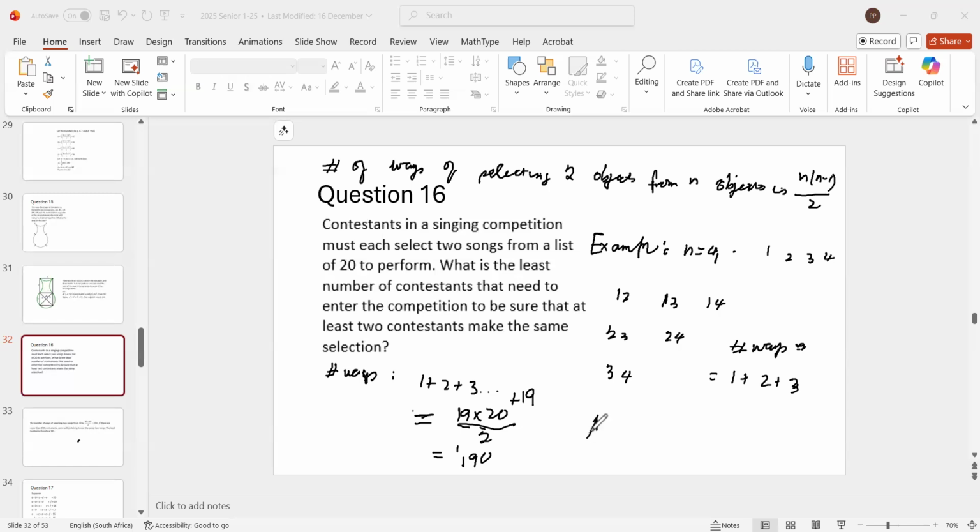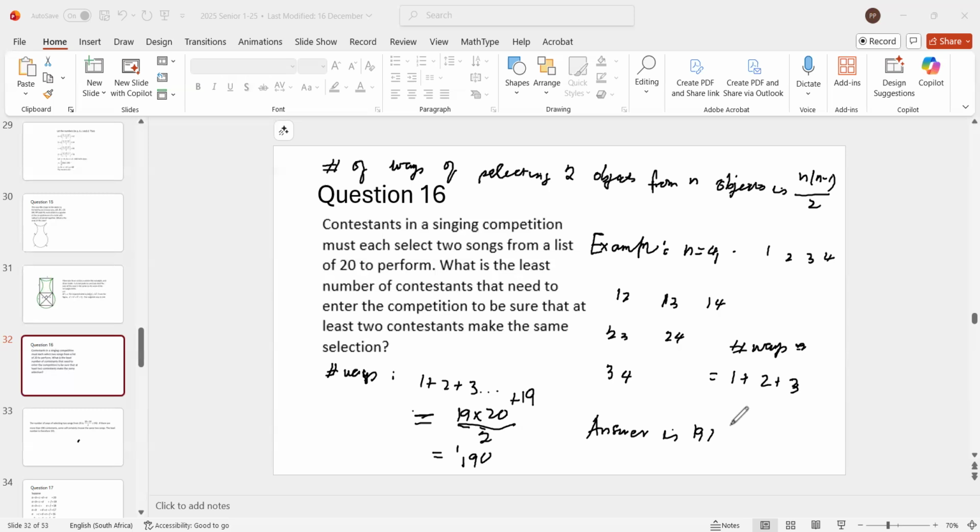So the least number is, as soon as you hit 191, then that last person will have to choose one which has already been chosen. So to be sure that at least two contestants make the same selection, 191 will ensure that, and it's the smallest number. Because at 190, you can be sure that everyone can be given a different pair of selections.